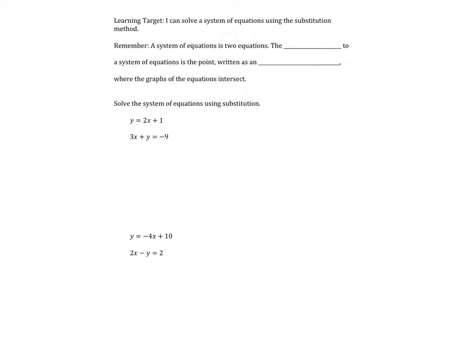Hello everyone. Today's joke of the day is, what do you call two monkeys that share an Amazon account? Stay tuned to find out.